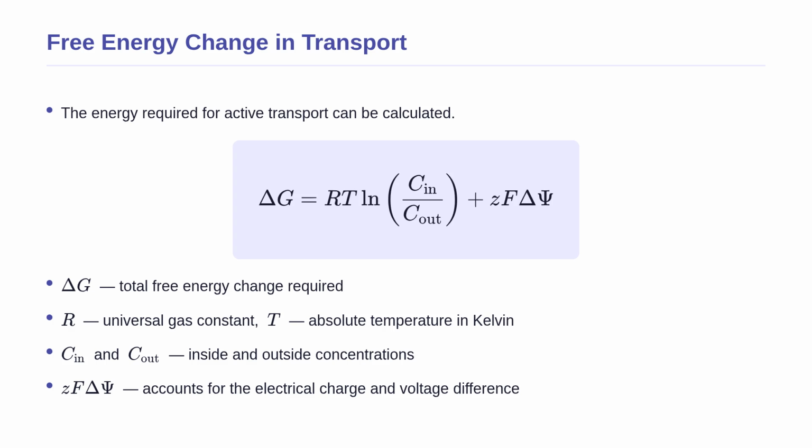The natural logarithm term accounts for the chemical gradient, comparing the inside and outside concentrations. The second half of the equation, ZF delta psi, applies if the molecule has an electrical charge, factoring in the voltage difference across the membrane. If delta G is positive, it means the process requires an input of energy, perfectly describing active transport. As the inside concentration increases, the energy required shoots up significantly.